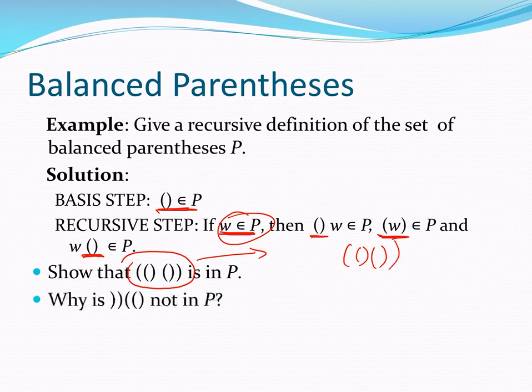And this would not be in P because we can see that there's no closure of those parentheses, and this one would need something over here. So there's no way we could get that using our rule.